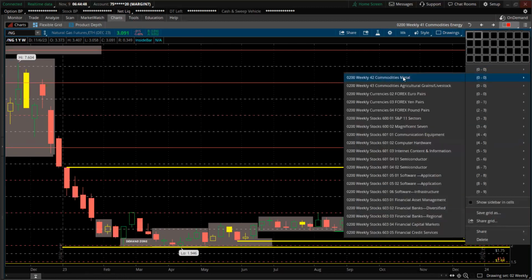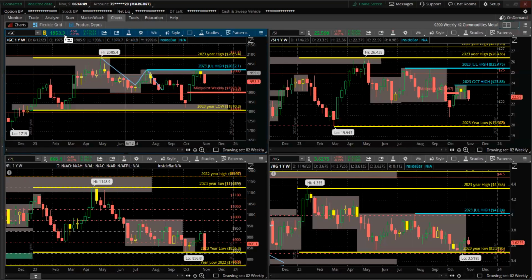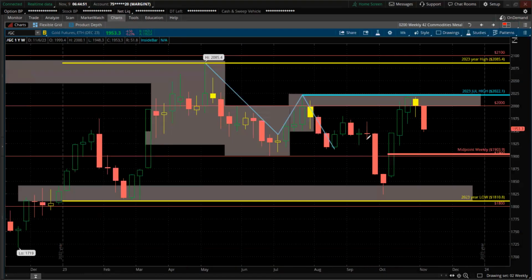Next category, metals. Gold. Sorry, here's the high for the year, this yellow horizontal line. And this yellow horizontal line is the low of the year. Red, lower low, lower high, broke below that inside candle. Current trend is down right now. Potential area of buying may be here, which is also right around a big round number, 1900.